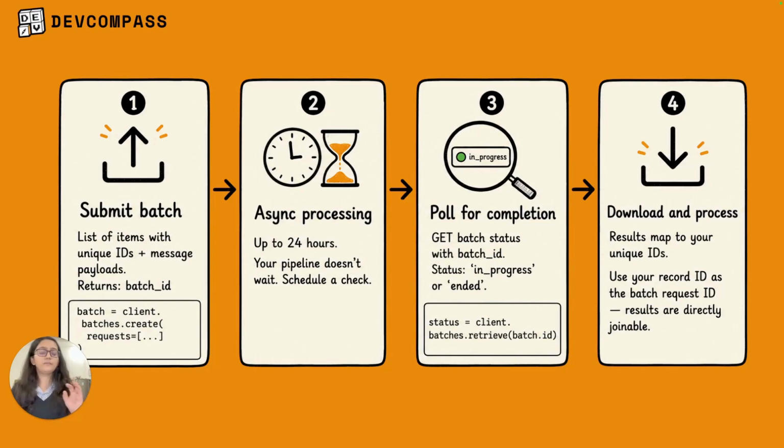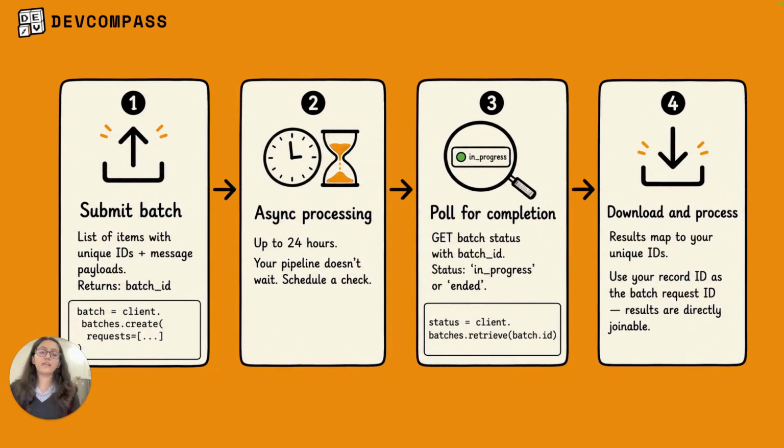Step 4 is retrieve results and process. Download the results. Each result maps back to your unique ID, which is the key practical point I want you to take from this slide. Use your internal ticket ID as the batch request ID. Then the results file is directly joinable with your data. You don't need a separate mapping table. Results join directly to the source records.